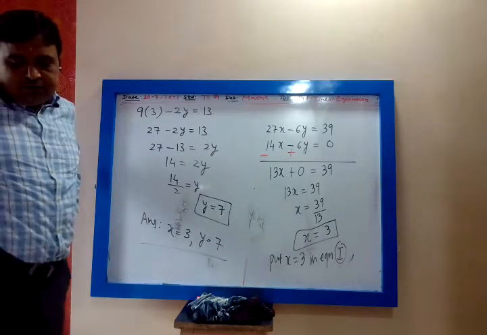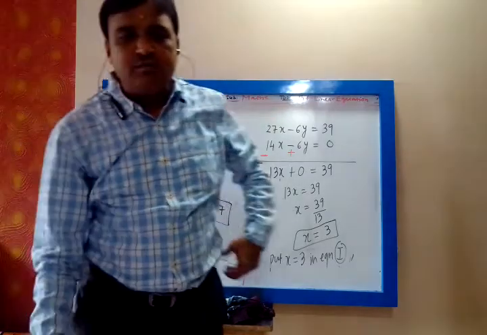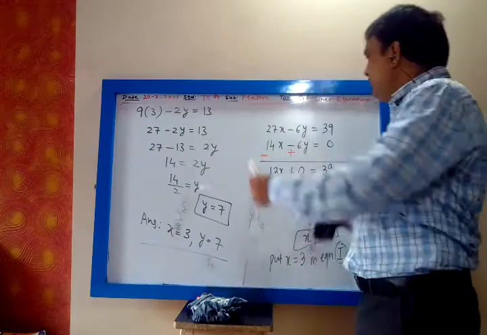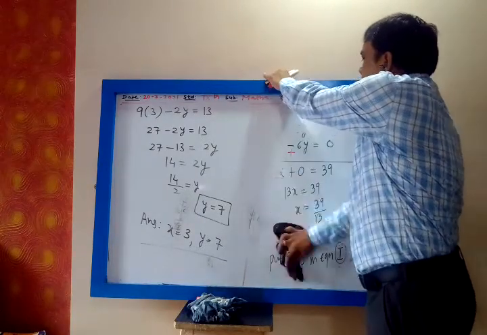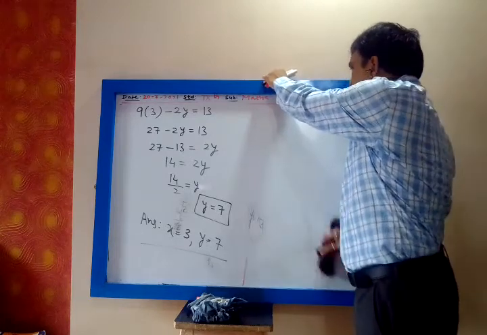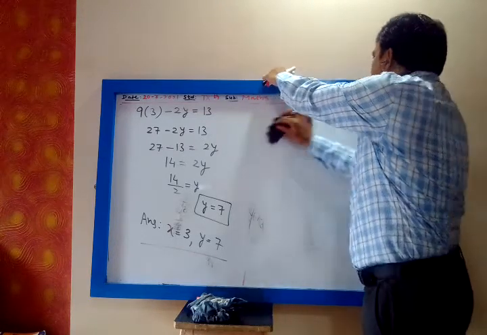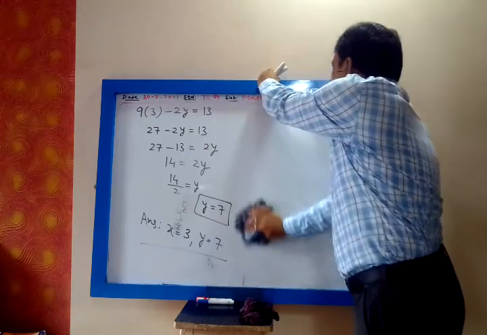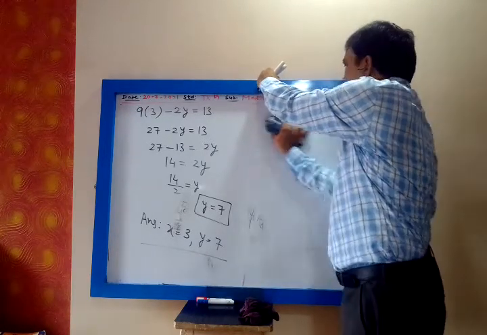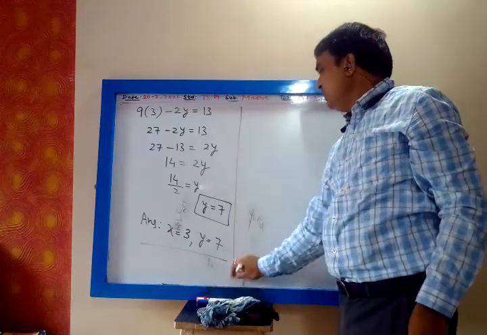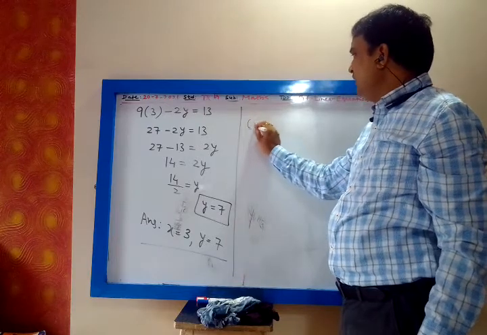So either we make the coefficient of x equal or we make the coefficient of y equal. If they have the same sign, then we subtract. If they have opposite sign, we add. And while subtracting, we change the sign of the second equation. Whenever you subtract, you change the sign of the second equation. Okay. So that you remember. You subtract, but you forget to change the sign of the second equation. Now second one.